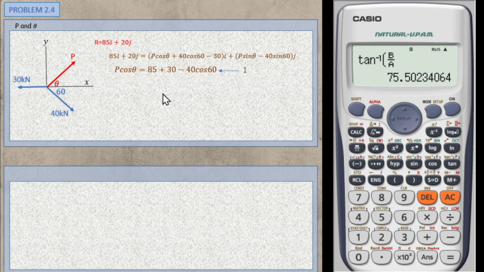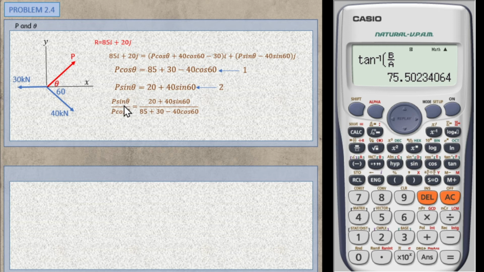Then this will be our equation 1. And for our equation 2, we have P sine theta equals 20, and then I will transpose this negative 40 to the other side, so it will be 40 sine 60. This will be our second equation. So using these two equations, we can find our angle.